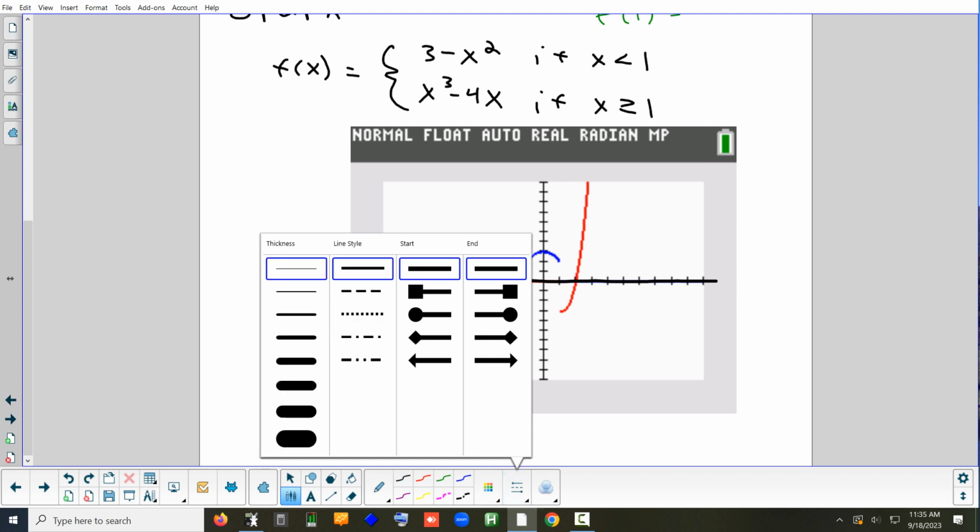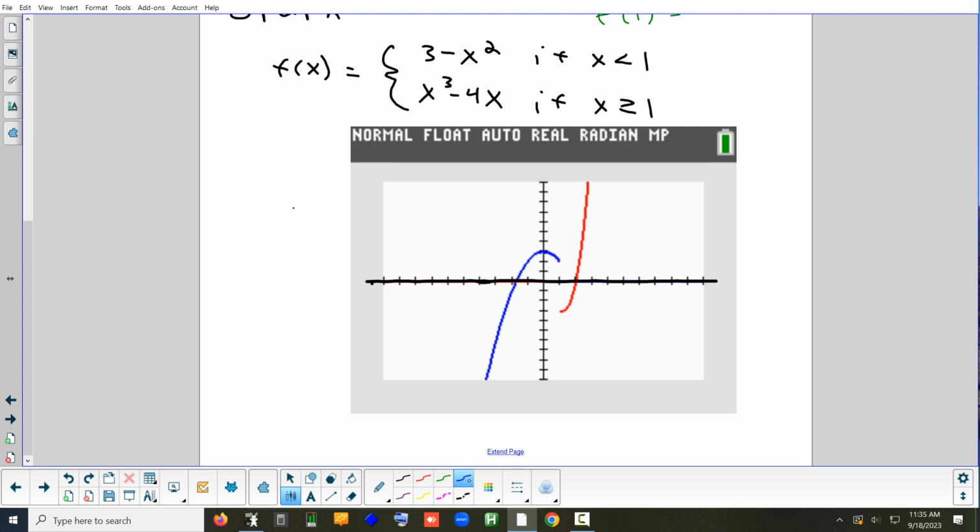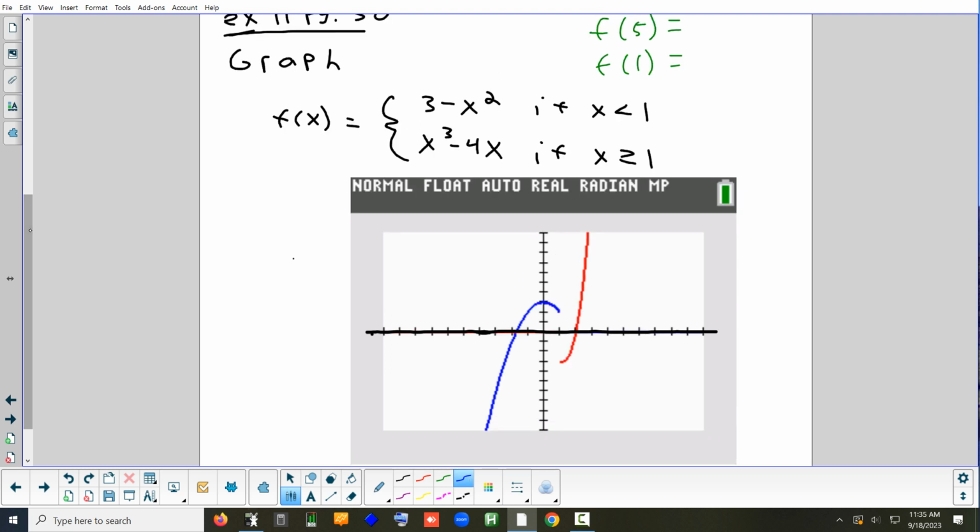Now, one more thing we have to put on it. Let's start with the blue one. When you get to the end of the blue graph, that's the 3 minus x squared. Do you include when you get to 1 on 3 minus x squared, or not include? Not include. And what type of circle do you use when it's not included? Open. So that tells me don't include the end of the blue. Now, when I'm at the beginning of the red, do I include the 1 or not include? Include. What kind of circle there? Closed. That is exactly how it should look.